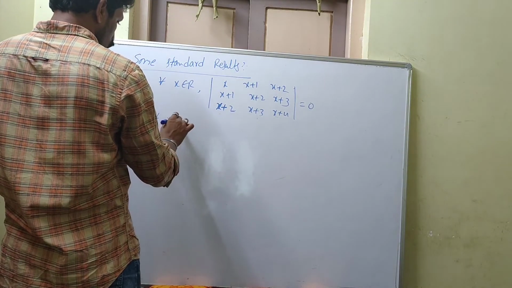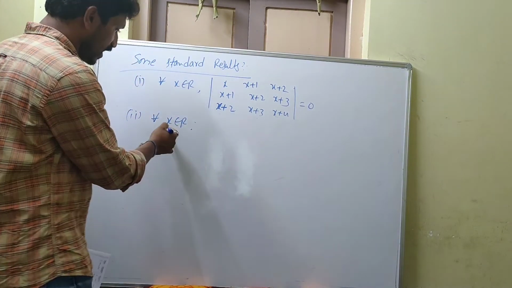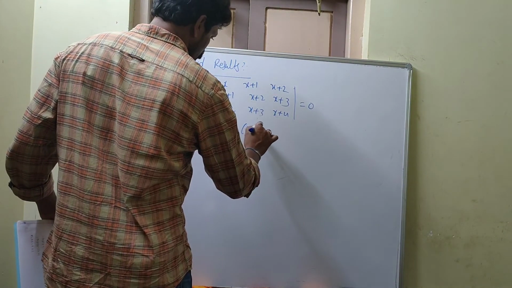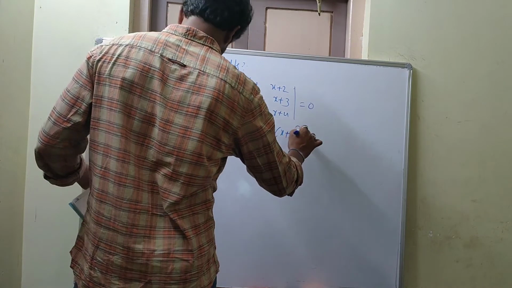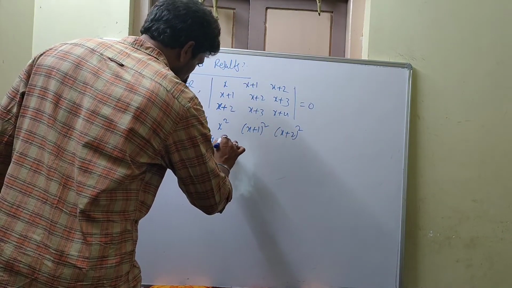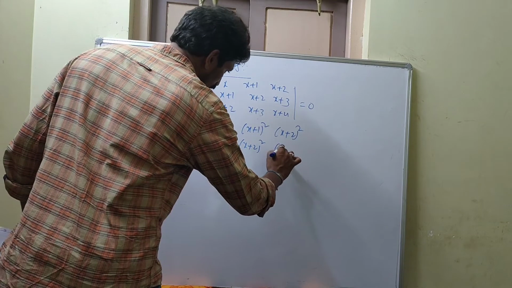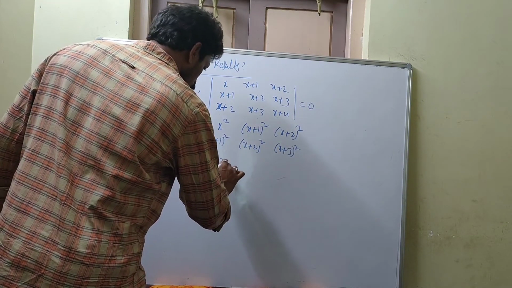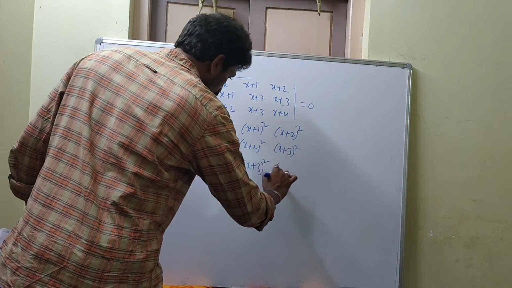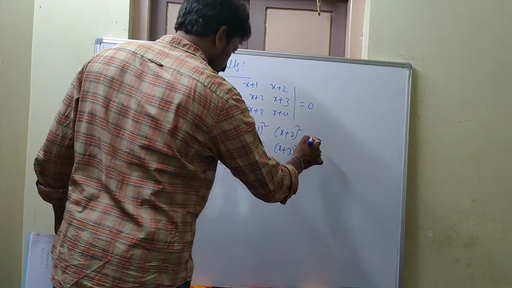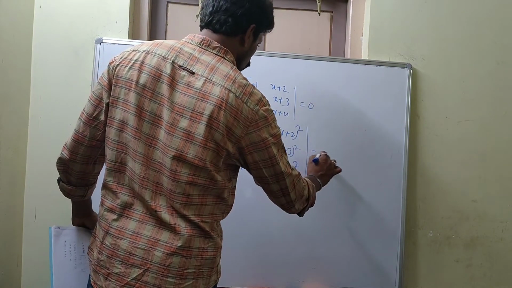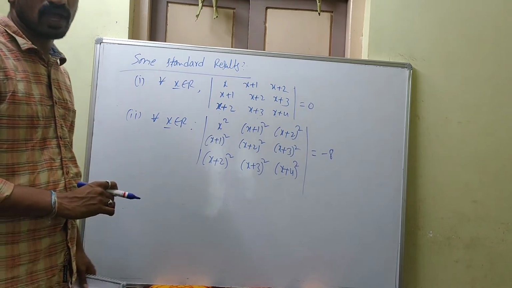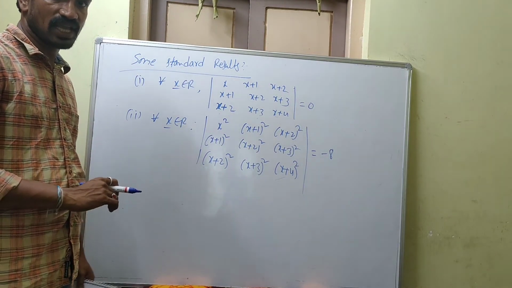For all x belongs to R. Here, for all x belongs to R means x may be any real number, no problem. The determinant of x square, x plus 1 whole square, x plus 2 whole square; x plus 1 whole square, x plus 2 whole square, x plus 3 whole square; x plus 2 whole square, x plus 3 whole square, x plus 4 whole square. This value is always equal to minus 8.